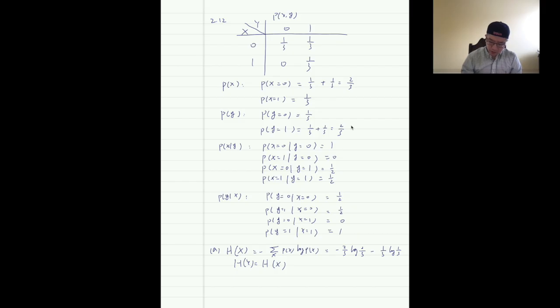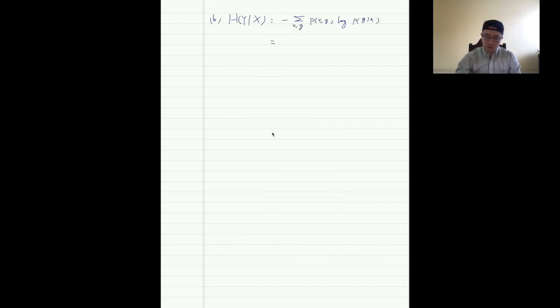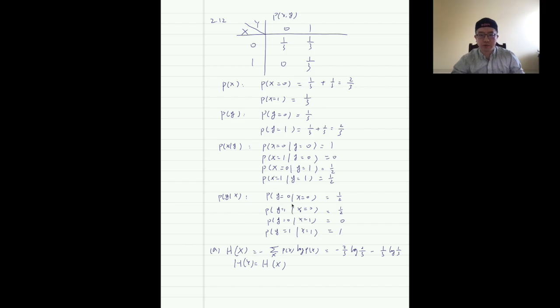Next is part B. Part B is to compute H(Y given X). Here we need to use this formula. Clearly we have 4 items here, so I have 4 combinations of the values of x and y. Therefore, we need to see each of those. So H(Y given X) would be this, and we need to use these 4 items here, half, 0, 1.